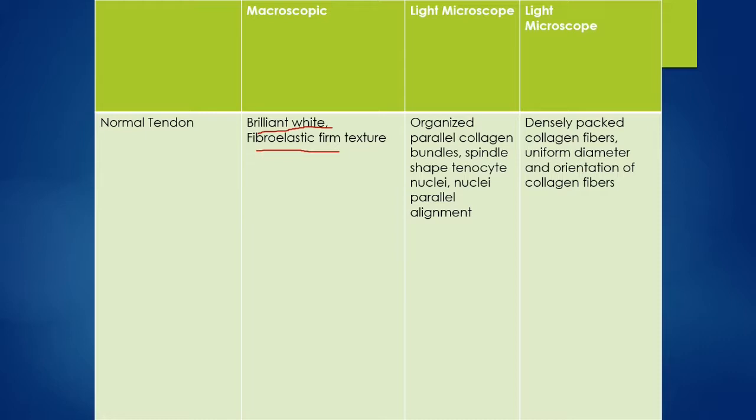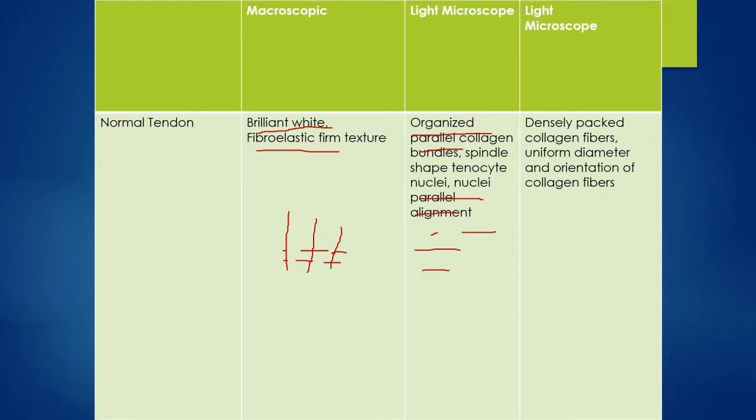Under the microscope, we see that the collagen fibers are organized and they're parallel, just as depicted in some of the previous images. We see that the tenocyte nuclei are spindle-shaped, and they're all arranged in a parallel alignment such that the tenocyte nuclei are oriented parallel with each other along lines of parallelity. We're going to see that there's some change in this parallel alignment in degenerative tendon.